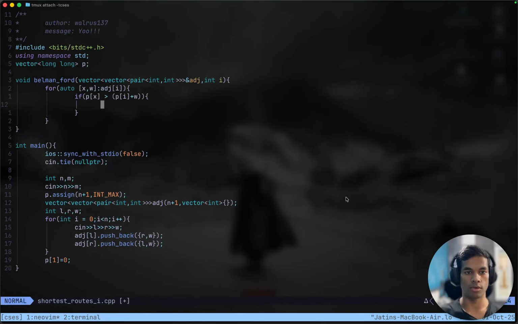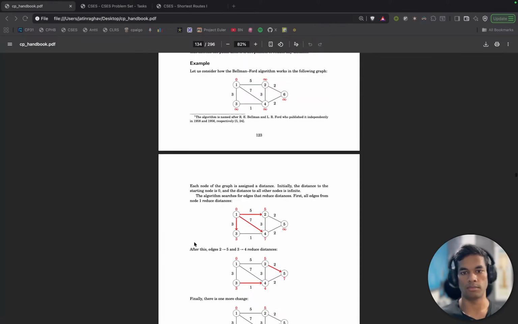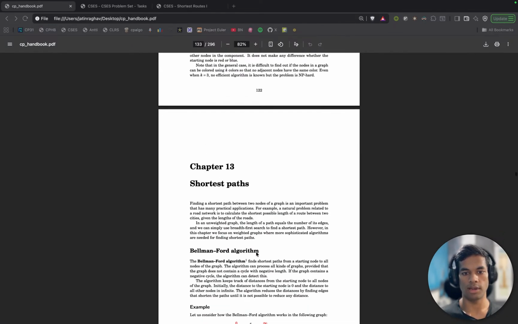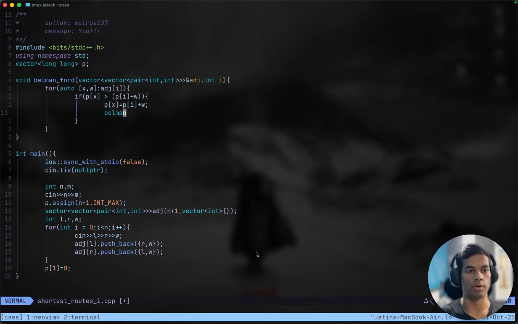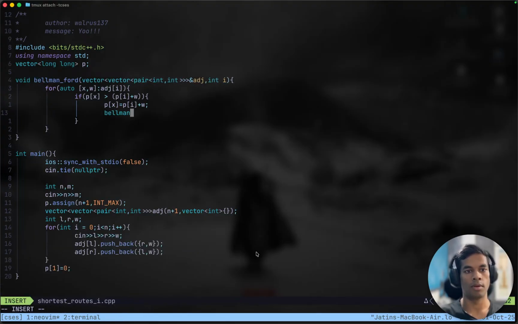If that is true, first of all, we will update px equal to pi plus w, and we will call Bellman-Ford. I am pretty sure that the spelling is wrong. It has double L. Substitute Bell with Bell. Bellman-Ford. Call this ADJ with x. That is very nice.